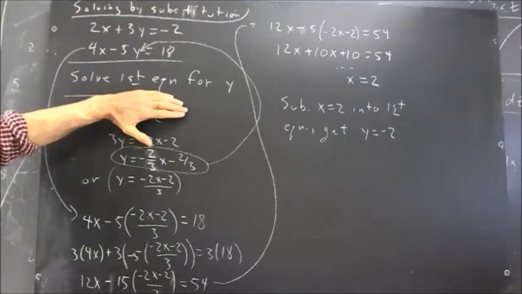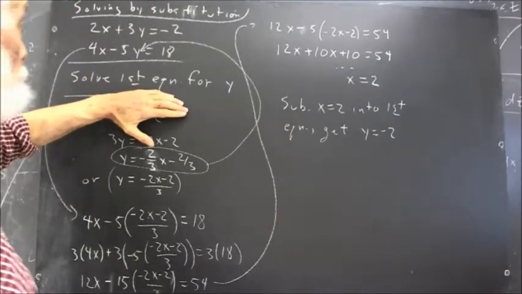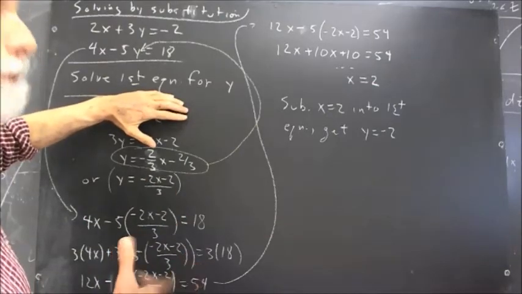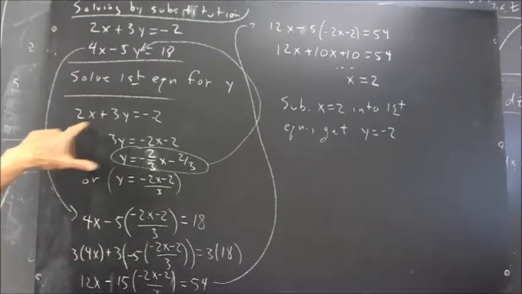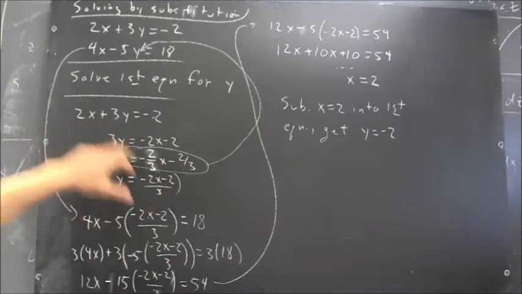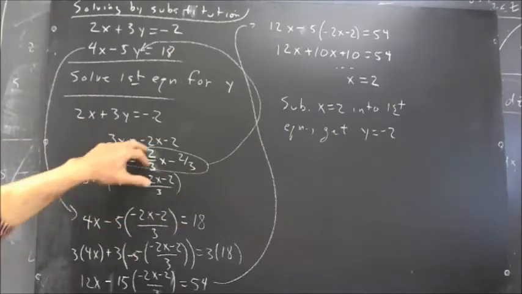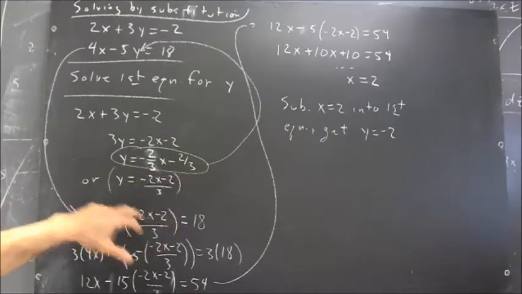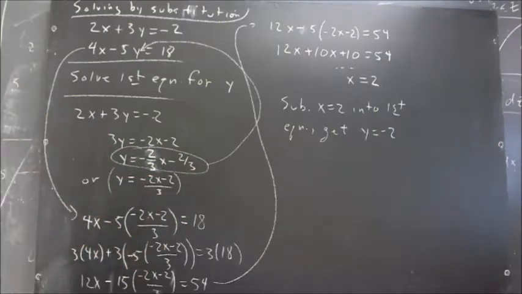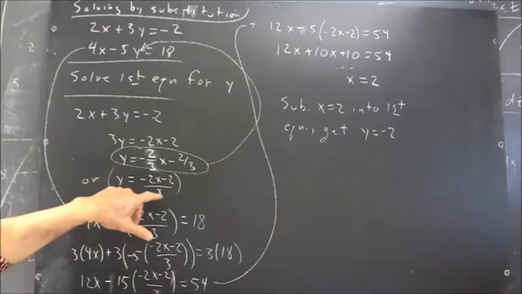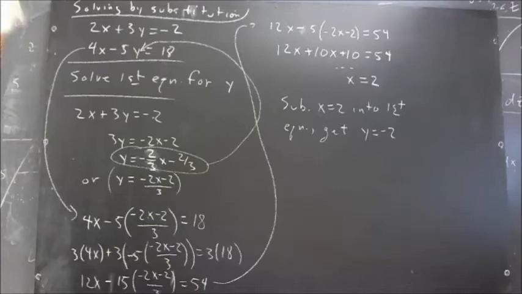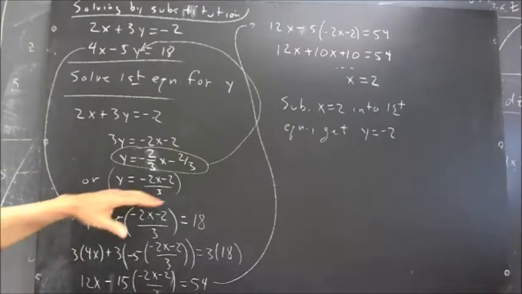So what I asked the class to do is solve the first equation for y. And people did that. Most people got it right. Here I've solved the equation for y. Here's our equation. Subtract 2x from both sides, divide both sides by 3. You get y equals negative 2/3 x minus 2/3. Or, as one person got, and it works just fine, y equals the quantity negative 2x minus 2 over 3. Either way.